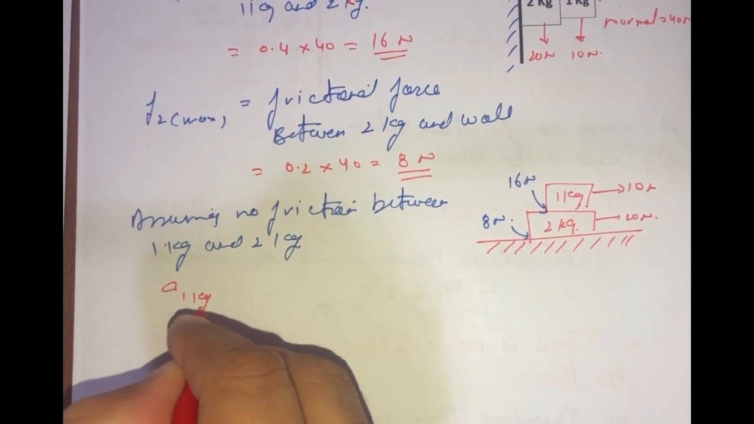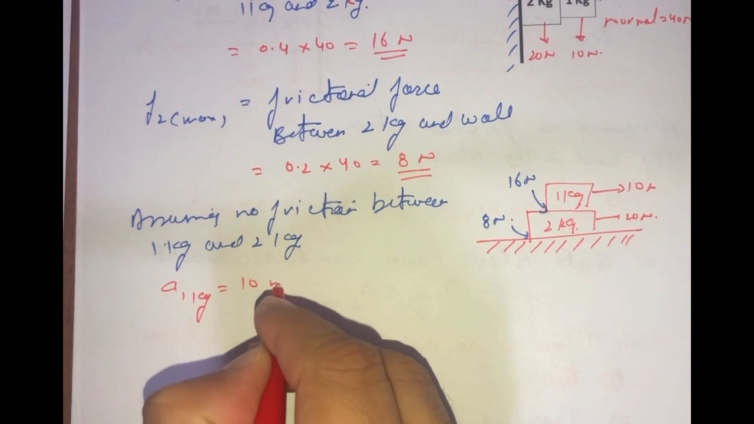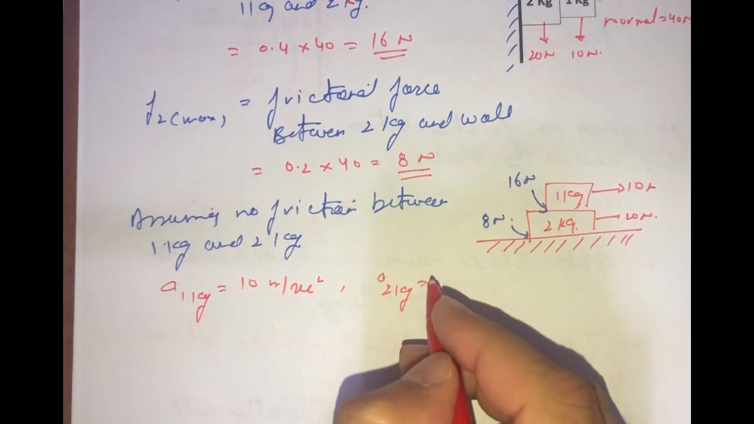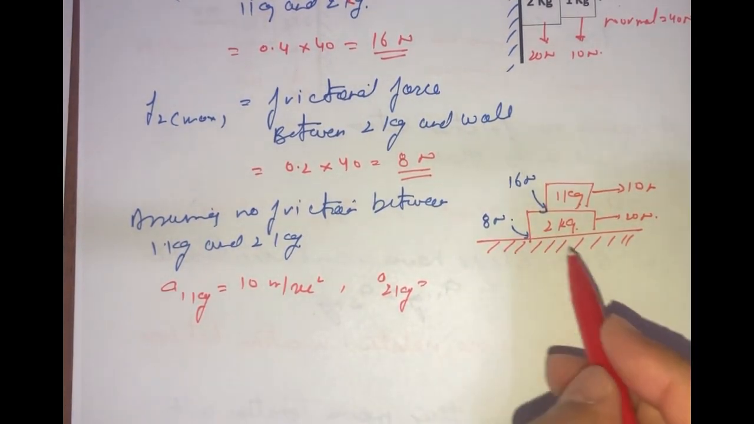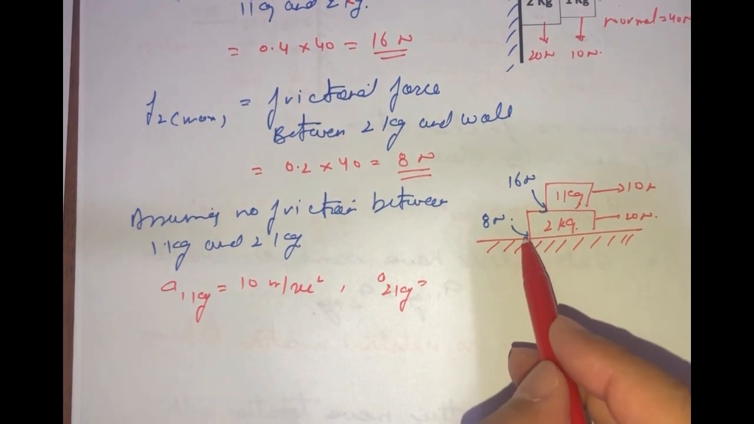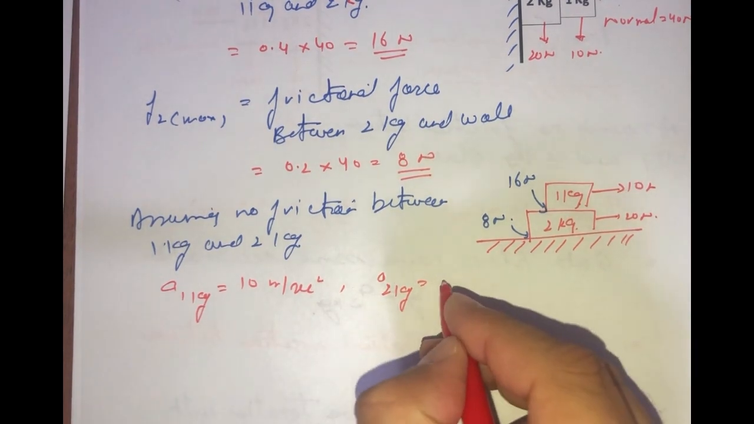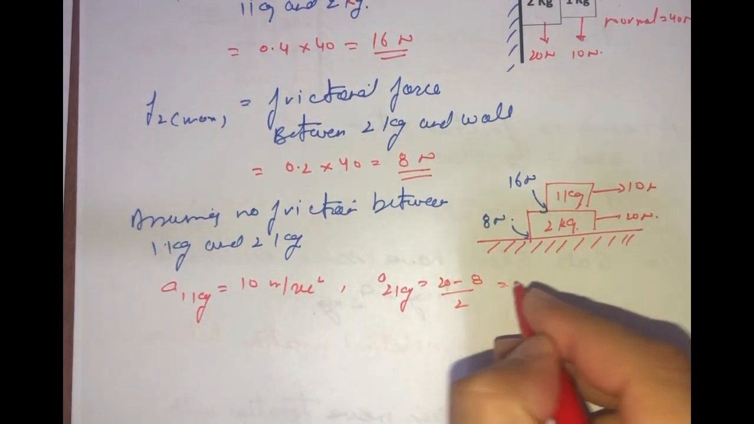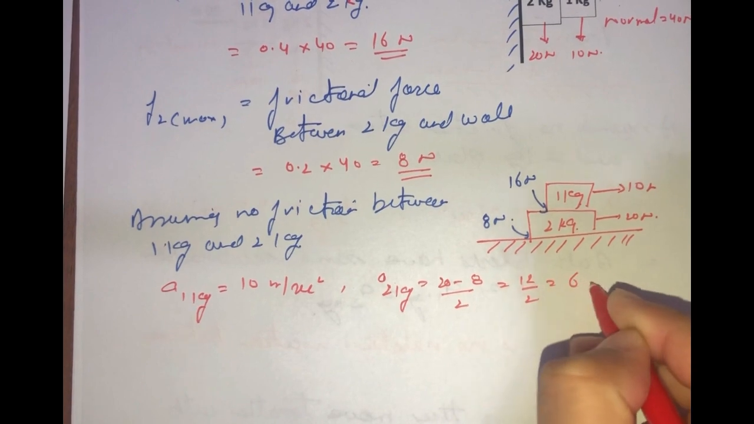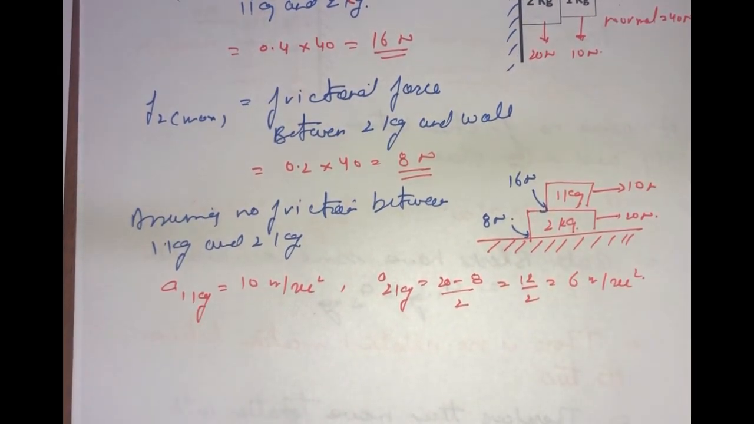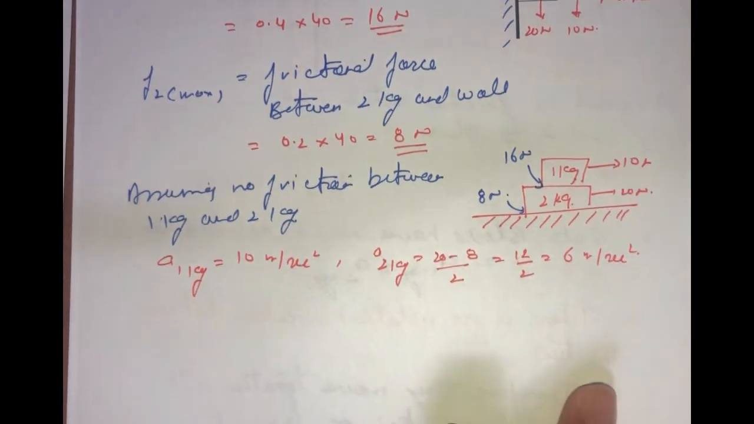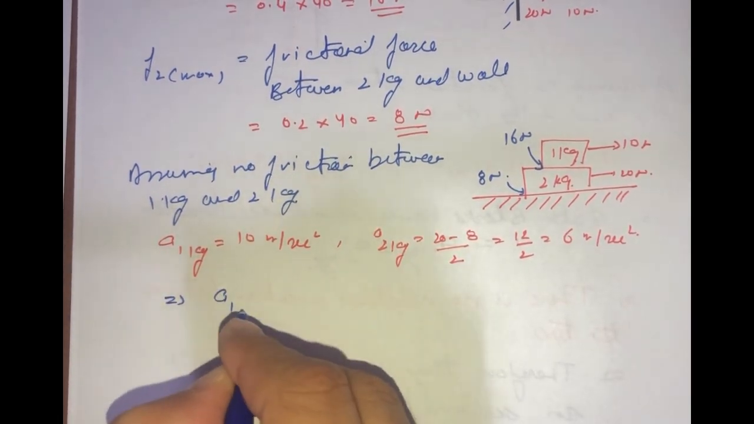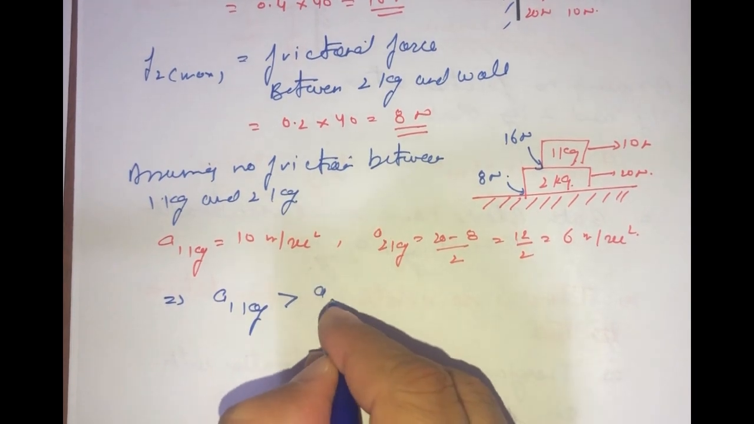Acceleration of 1 kg is 10 meter per second square, and acceleration of 2 kg is coming as, for 2 kg there is a force of friction. So we can say 20 minus 8 divided by 2. So this will be coming as 12/2 or 6 meter per second square. So if you make comparison between acceleration of 1 kg and acceleration of 2 kg, we can clearly see that acceleration of 1 kg is greater than acceleration of 2 kg.